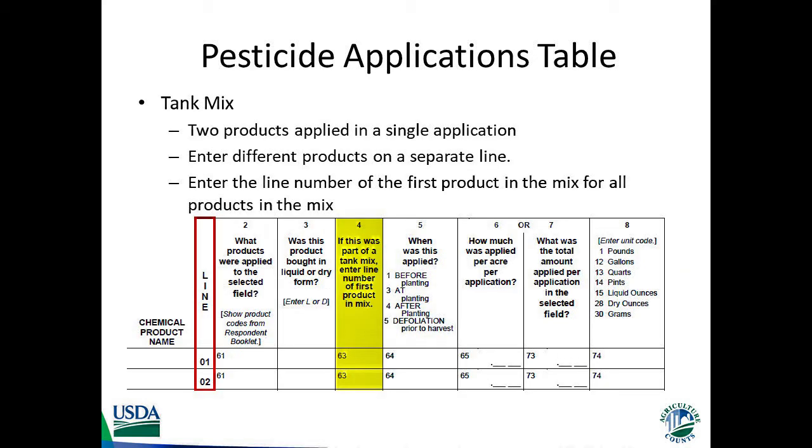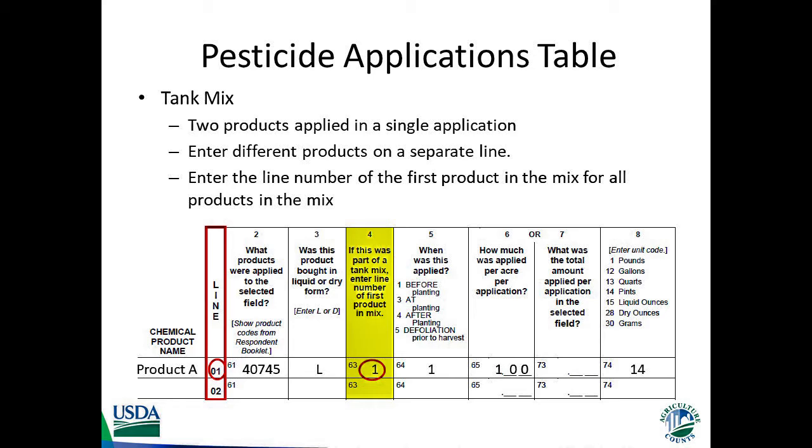In column 4 is where we would indicate that we are applying a tank mix to the field. A tank mix occurs when we have two products applied to a field in a single application. A separate line must be used for each product. In the entry in column 4, be sure to enter the line number of the first product in the mix for all products in the mix. Do not confuse tank mixes with packaged premixes.